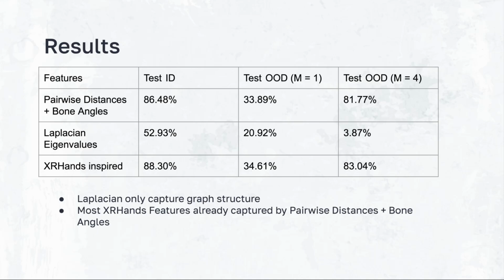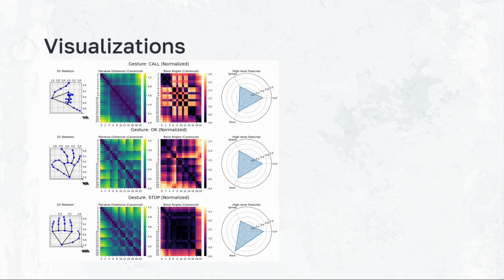The patient didn't do as well because it only captures graph structure, which doesn't change much between different gestures. And XR hands also didn't show a substantial improvement, as most of the features are already captured by the pairwise distance and bone angles. So to help understand what the matching algorithm is seeing, we built several visualizations.